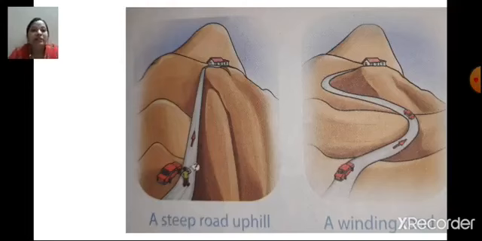Now as we discussed, the steep road uphill, if you have to climb the road as shown in the left hand side picture, it will be very difficult. But with the help of the winding road shown on the right hand side, which is what? Yes, which is an inclined plane, it makes our work easier. In this way, inclined planes help us to do our work in an easier way.